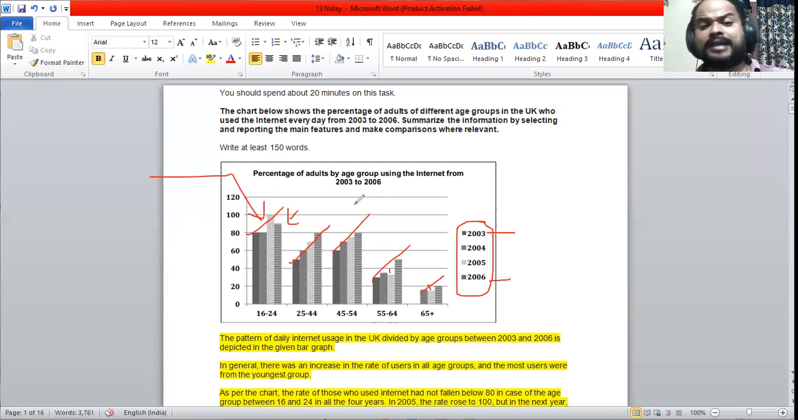So I know what exactly the introduction is. The introduction is here itself. What is the picture? It is a bar chart. What is it about? It is the percentage of adults of different age groups in the UK who use the internet every day.